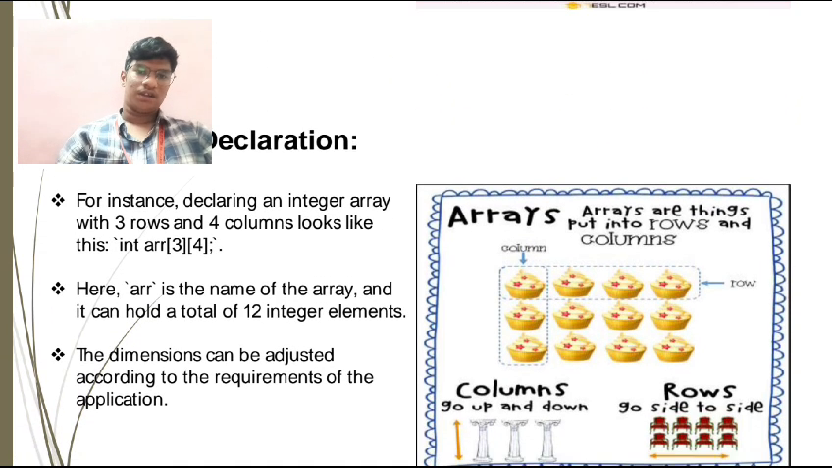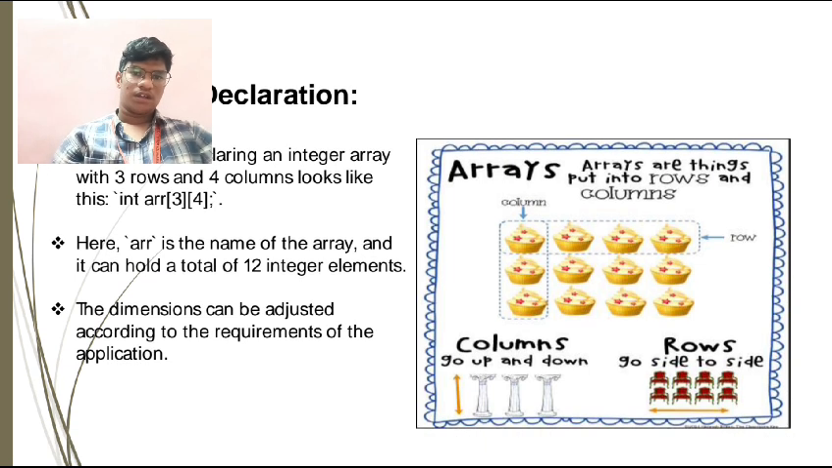Example of declaration. For instance, declaring an integer array with 3 rows and 4 columns looks like this. Here r is the name of the array and it can hold a total of 12 integer numbers. The dimensions can be adjusted according to the requirements of the application.